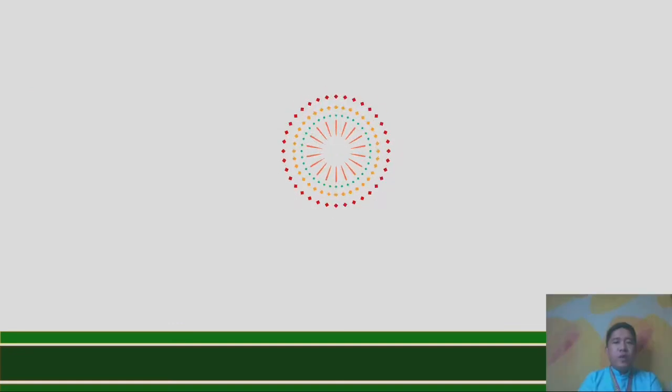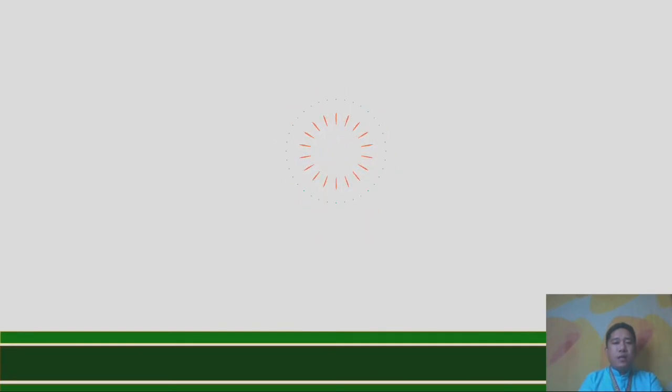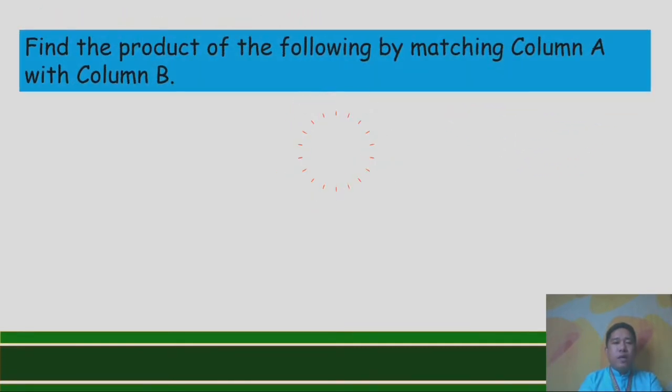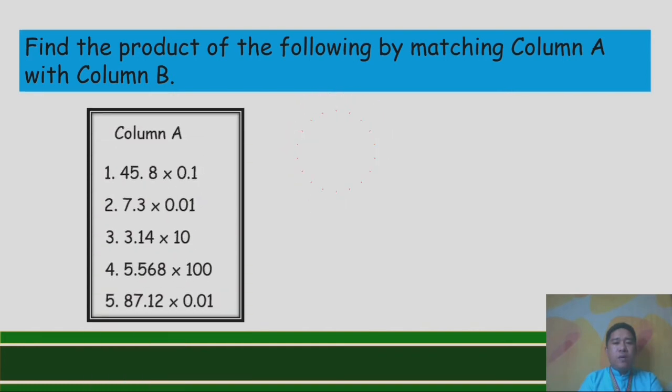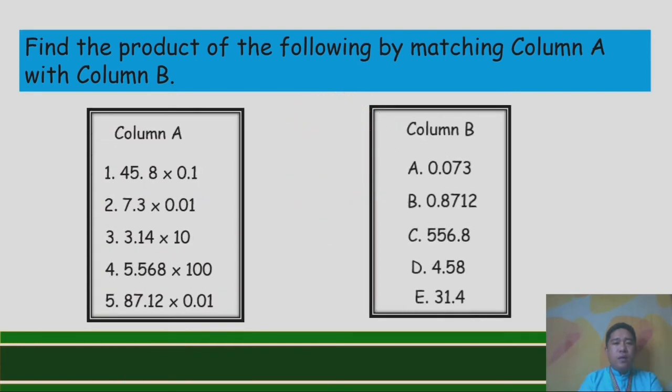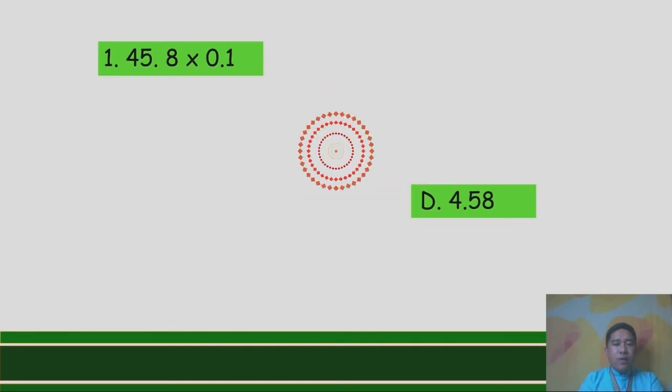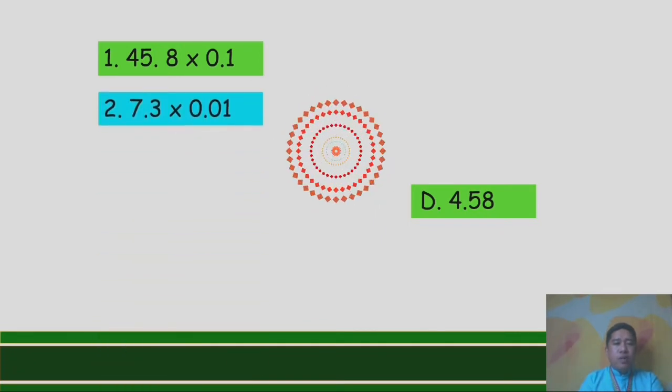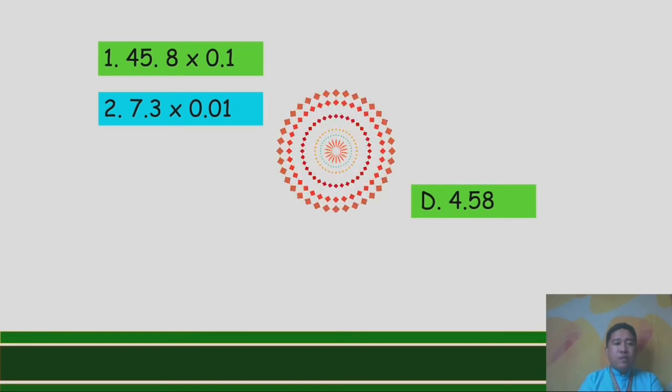I hope you have learned in our discussion. And now let us have the first activity. Find the product of the following by matching column A with column B. Number 1. 45 and 8 tenths times 1 tenth. If your answer is letter D, 4 and 58 hundredths, you are correct. Number 2. 7 and 3 tenths times 1 hundredths.